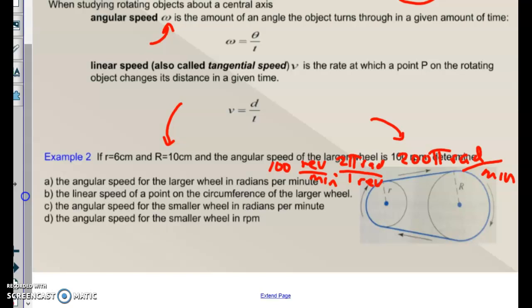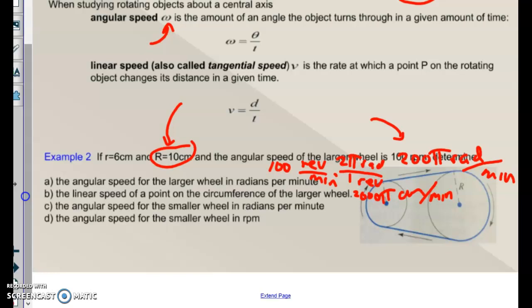To find the linear speed, once we have it in radians, all we have to do is multiply that by its radius. So if I take 200 pi radians and multiply that by 10, I get 2,000 pi. But this time it's centimeters because we multiplied by the radius, centimeters per minute. And then the angular speed of the smaller one in radians per minute?